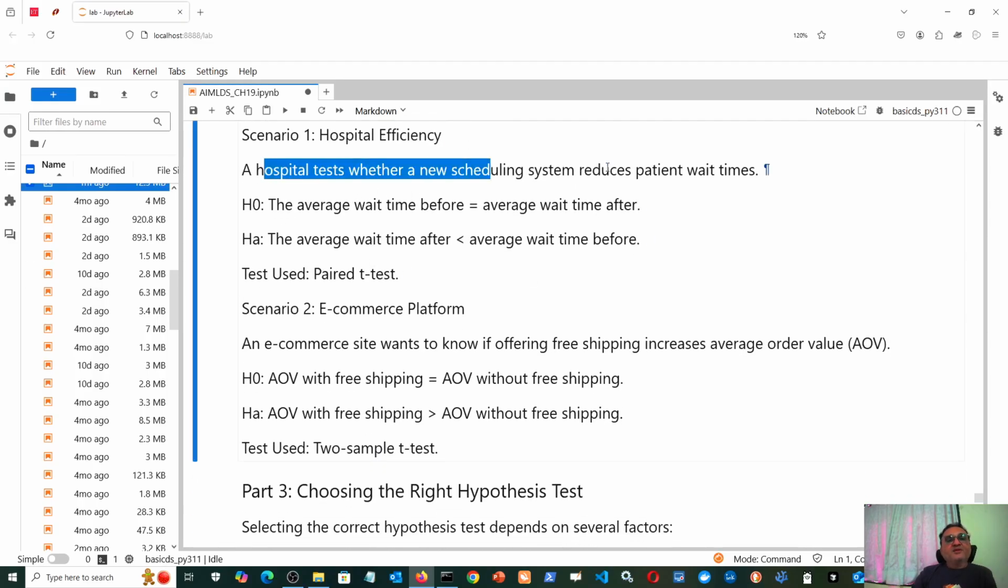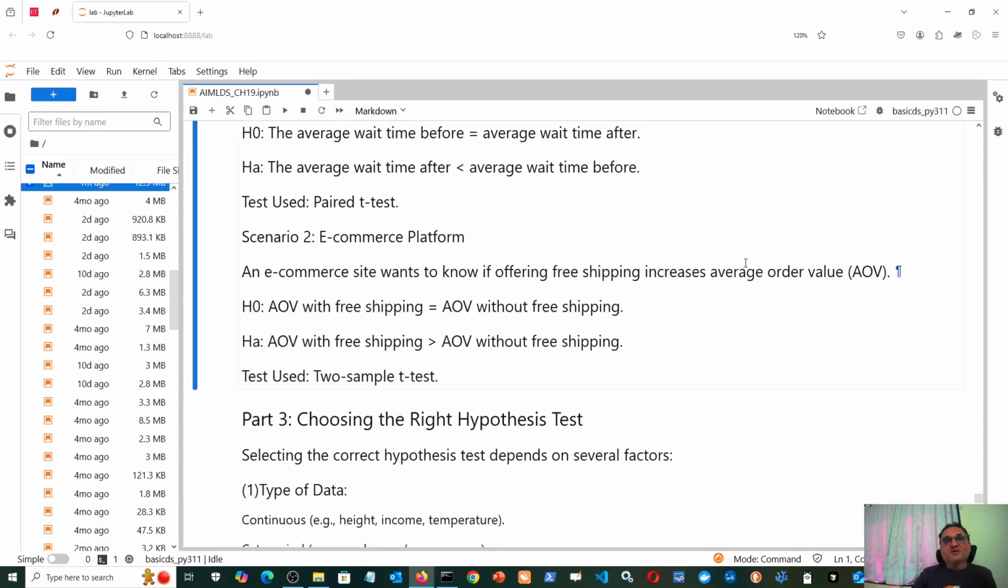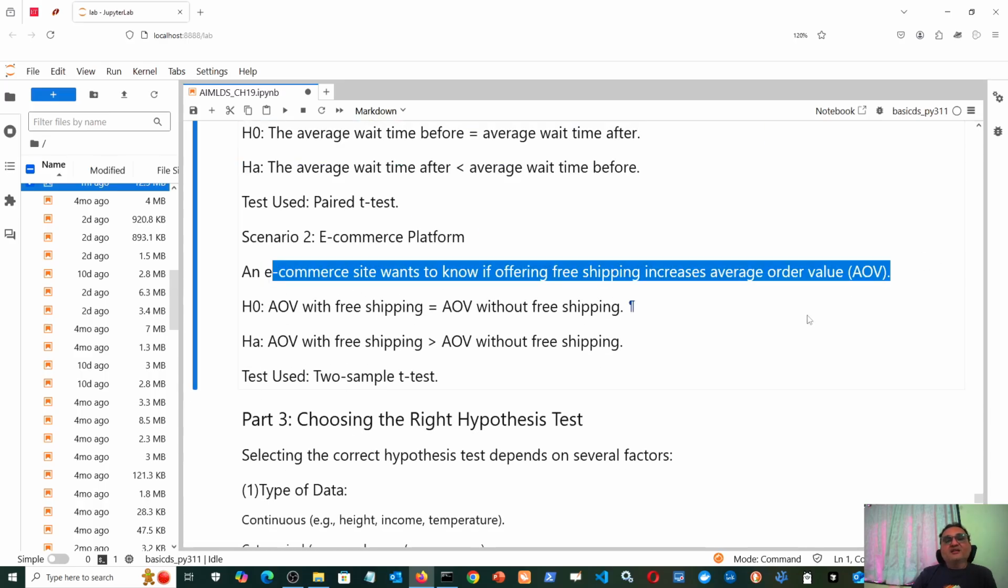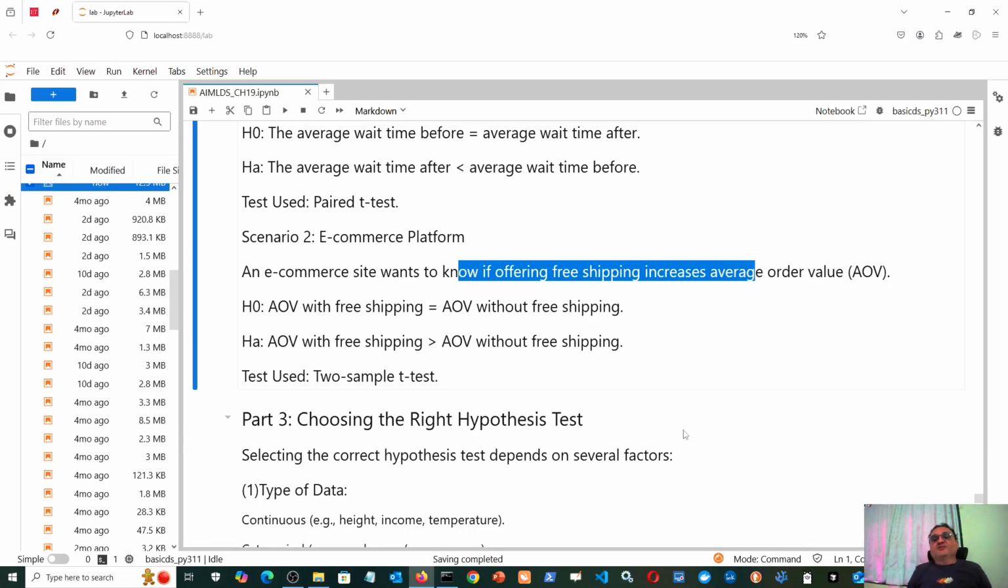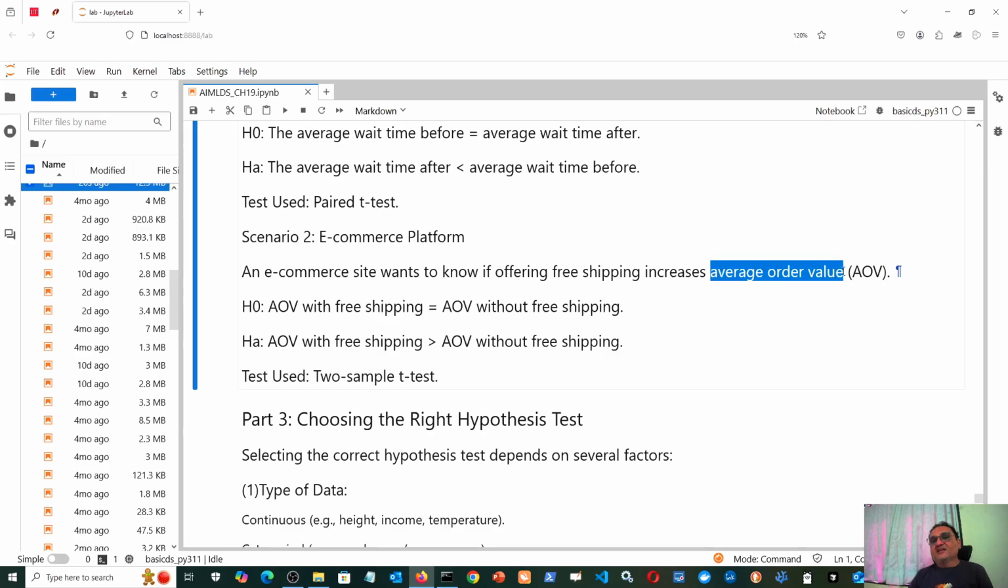One we have already done: testing whether a new scheduling system reduces patient wait time. This one we have not done. We had done discount; this is also kind of a discount. An online retailer like Amazon or Flipkart wants to know whether, if as an extra incentive we offer free shipping, it changes customer behavior. That means, do customers have more chance of conversion, that is, placing an order? Or maybe they are all order-placing customers, but if you offer free shipping that saves around 50 rupees per item, does that increase average order value?